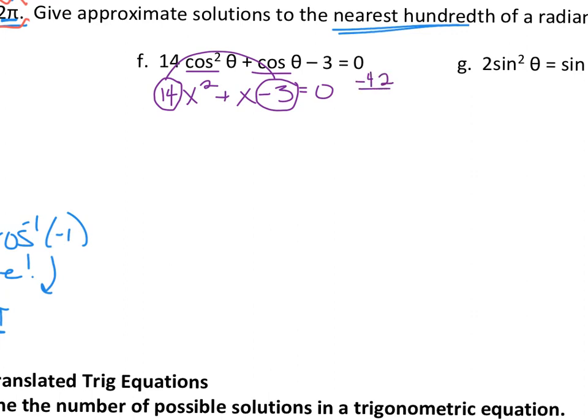And now we have to figure out what numbers could we multiply to get negative 42, but then add to get positive 1 in the middle for that linear term. Well, lots of numbers go into 42. We have 2 and 21, 3 and 14. There's also 6 and 7. And 6 and 7, if we make one of them positive and one of them negative, we'll get negative 42 when we multiply. But in order to get positive 1 when we add, we need to make the 6 negative, and we'll keep the 7 positive.